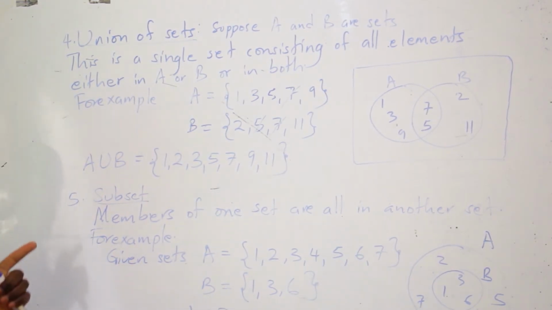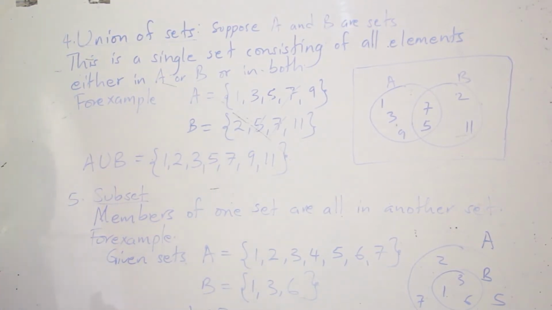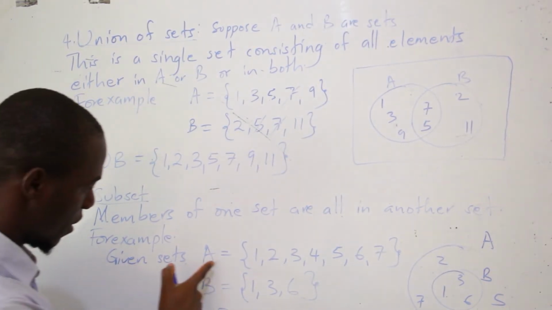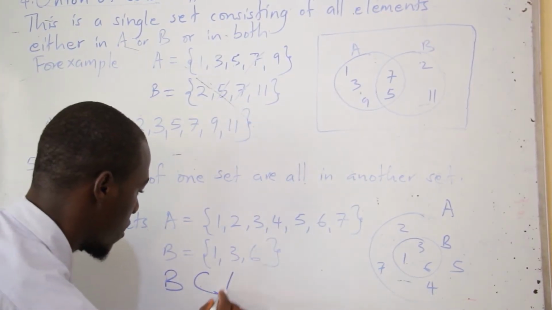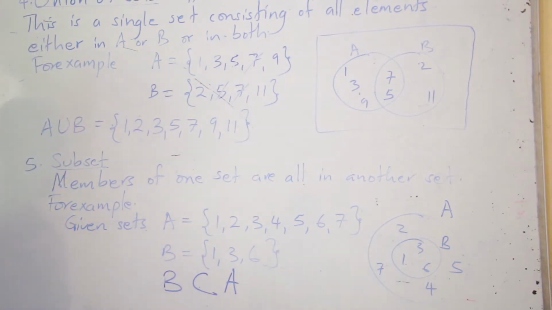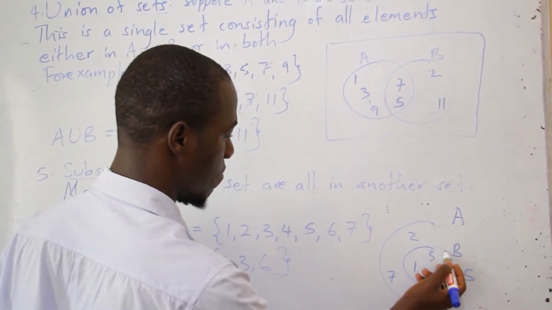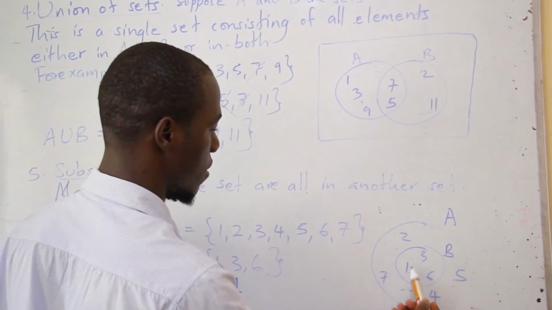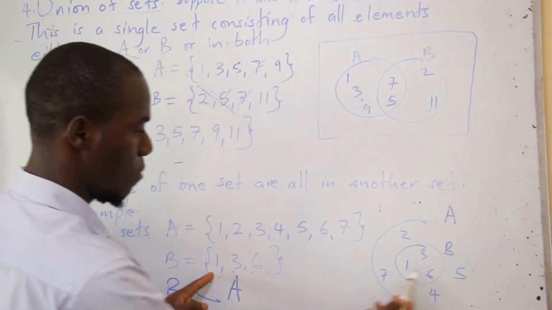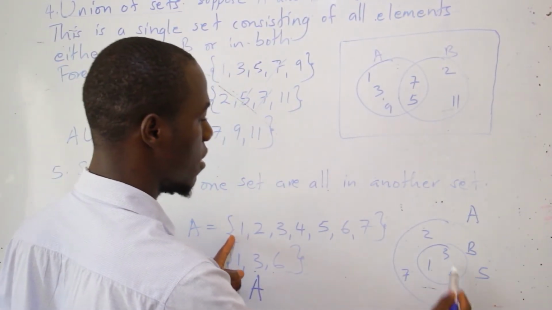Subset, when we talk about the subset, members of one set are all elements of another set. Given my example here, example A, my set B is a subset of A. Set B is a subset of A. Diagrammatically, this is it. My set B is inside the set A. So the elements there, the way they are here, I put them in set B, and then the rest that are in A, I put them outside the set B.